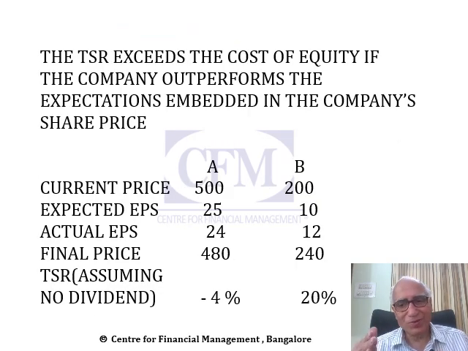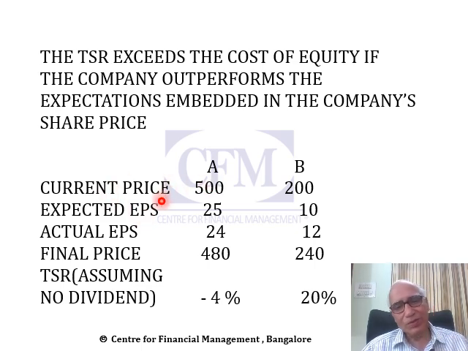The stock market performance is like the expectations treadmill. The TSR exceeds the cost of equity if the company outperforms the expectations embedded in the company's share price. Here is an example. There are two companies, A and B. The current market price per share of A is 500. The current market price per share of B is 200. Expected EPS is 25 for A, 10 for B. These expectations are baked into the current market price.